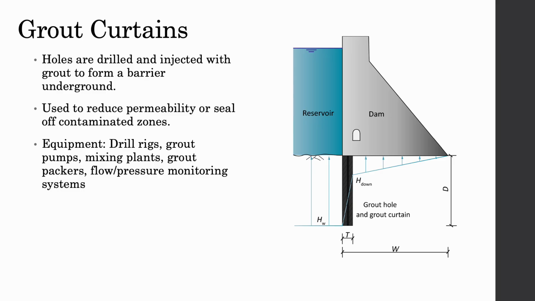Grout curtains are formed by drilling holes in a targeted zone and injecting grout into the ground. This grout then hardens and forms a barrier that reduces permeability and seals off contaminated zones. They are often used around dams, reservoirs, or underneath landfills to prevent the migration of contaminants. For this method, you'll typically see drill rigs, grout pumps, mixing plants, and packers used to isolate specific zones within the borehole. Flow and pressure monitoring systems help control the injection process.